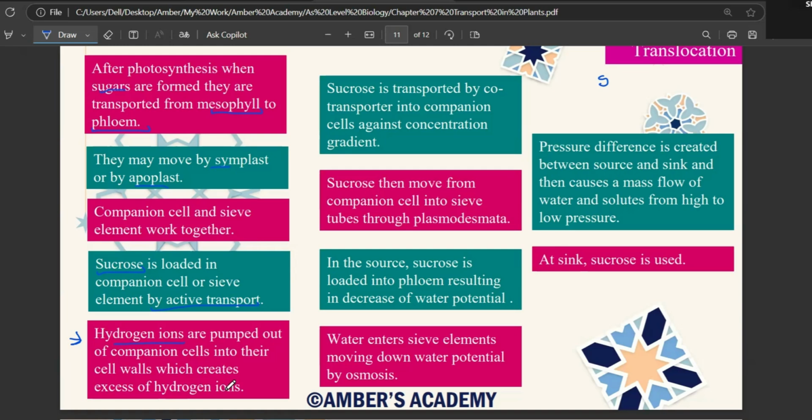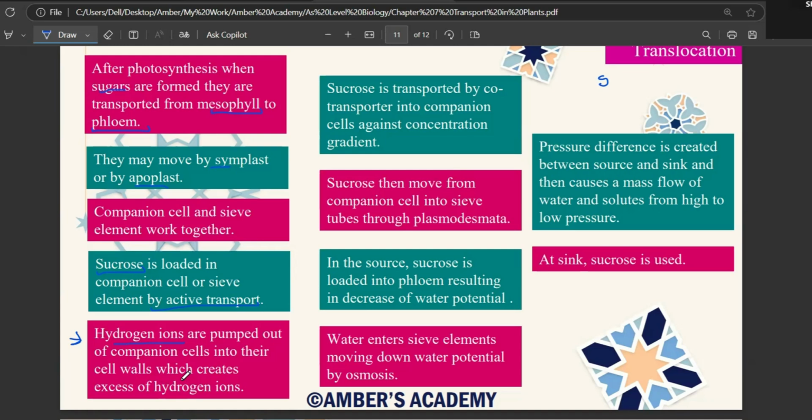When the process of loading sucrose inside the companion cell or sieve element has taken place, hydrogen ions are present in your companion cell. Once sucrose is loaded, hydrogen ions are pumped out from the companion cell, from the intracellular compartment to the extracellular compartment, and that extracellular region is the cell wall of the companion cell. So it has been done for some phenomena that need to take place.